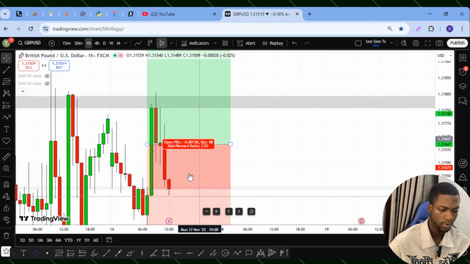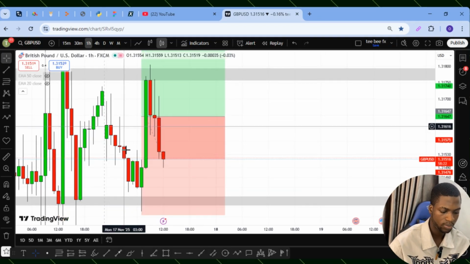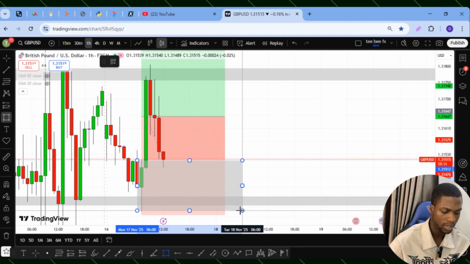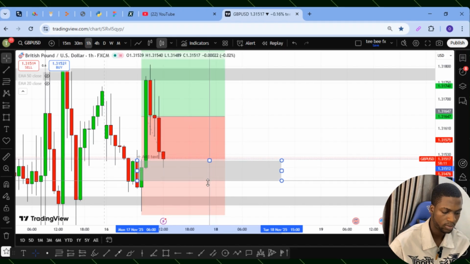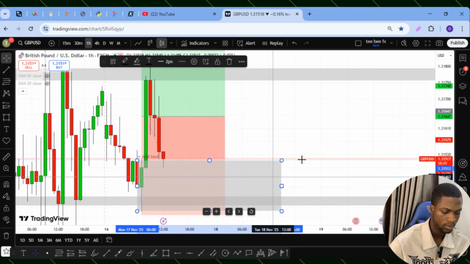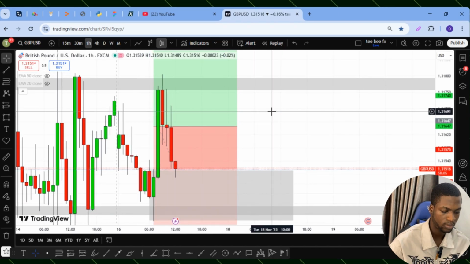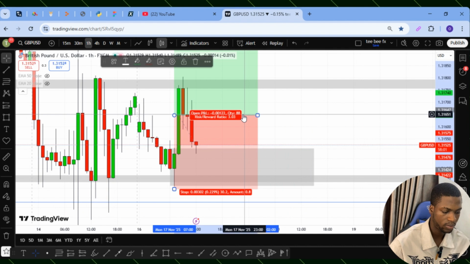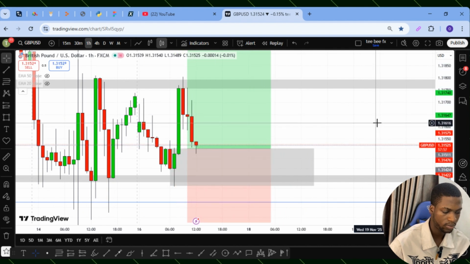But I still think this thing is going to go up because there's a demand zone right here. Price just tapped into the demand zone, and maybe we can see a rise from this demand zone to the upside.